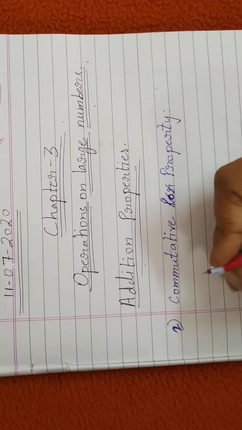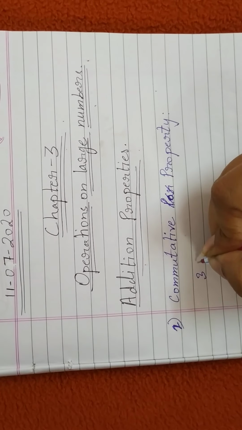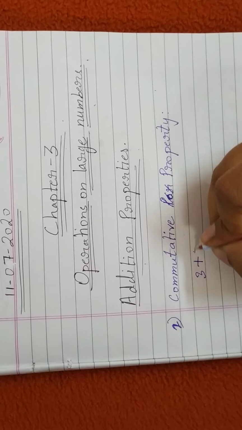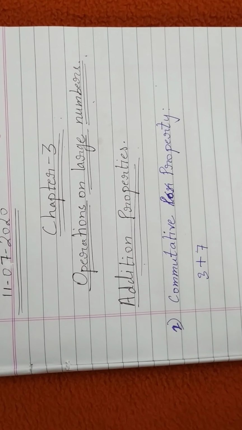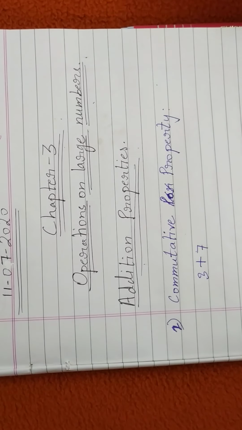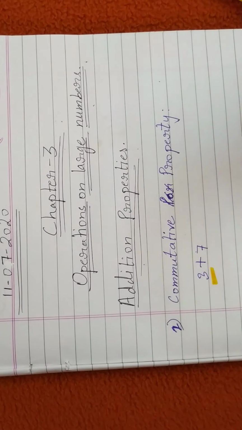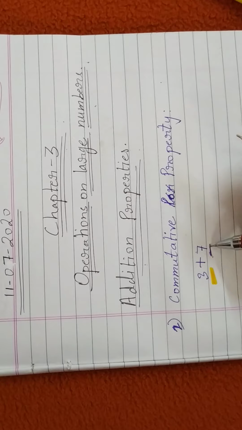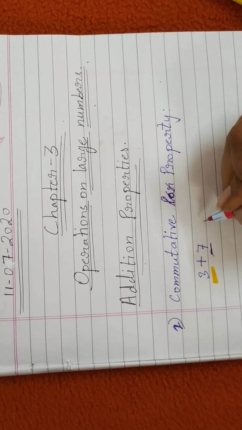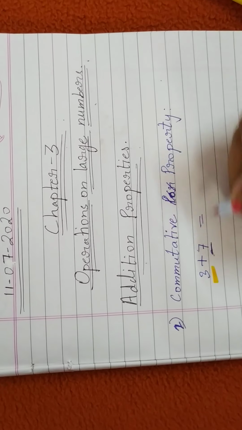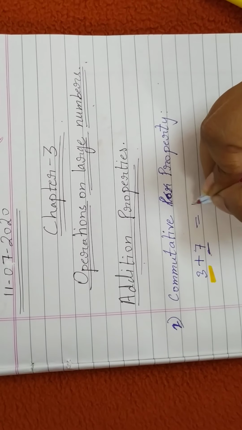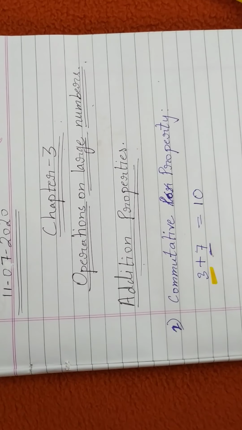Suppose I have taken 3 plus 7. Okay. So, what is the first addend here? 3 is the first addend. And the second addend is 7. Right. Second addend is 7 and first addend is 3. If I add both the numbers, 3 plus 7, what do I get? I get 10. Yes. This is right.